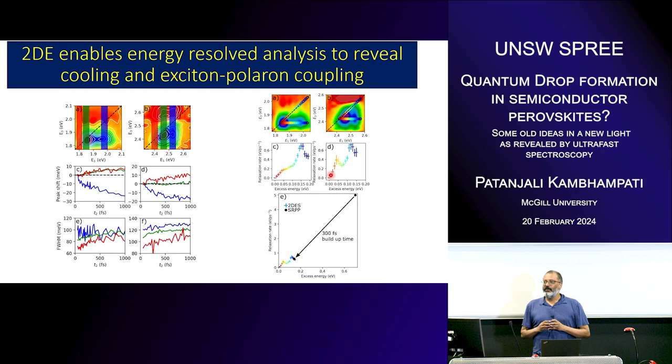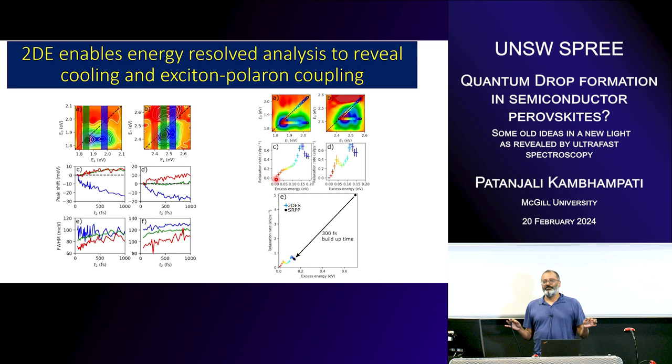What you can do with 2D that's new is you get energy resolution. So imagine I said, at this energy, how fast does it take to cool? At this energy, at this energy, at this energy, because I have all this energy in my pump bandwidth, so I can say I have a cooling rate that's fast, gets faster, slower, slower, slower, slower, slower, and bottleneck. So I have an energy resolved cooling spectrum, not just a number.